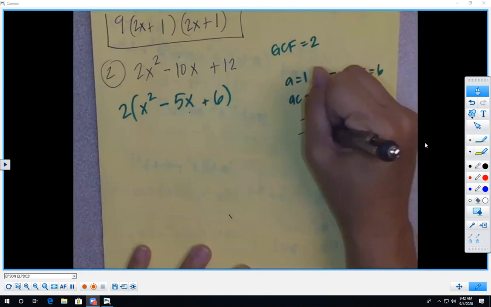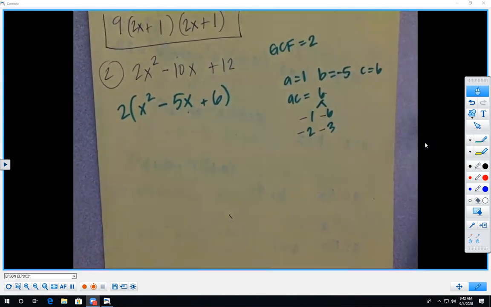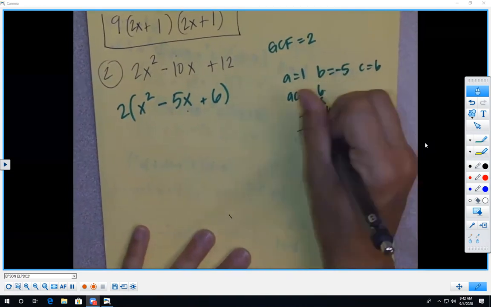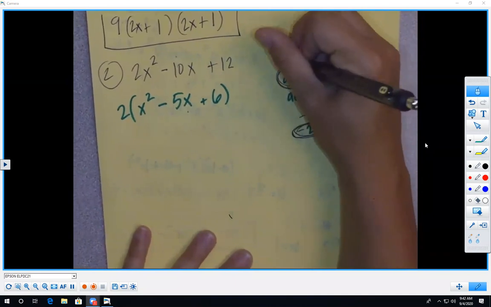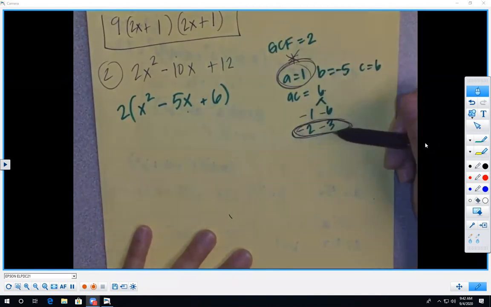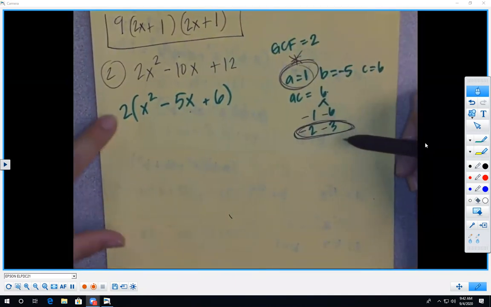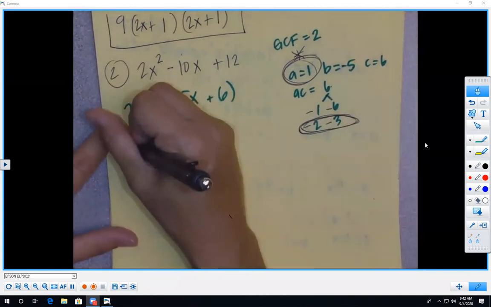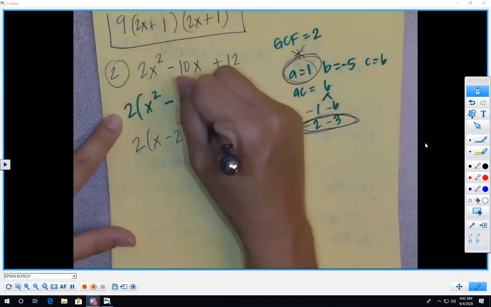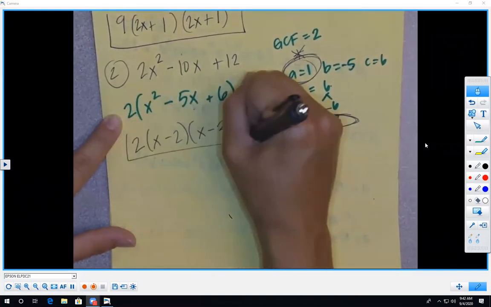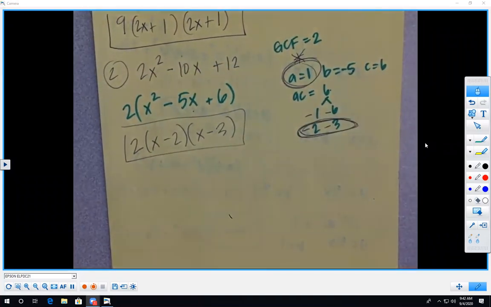So -1, -6, -2, -3. Which one's going to give me -5? 2 and 3, right? Is this a shortcut problem? Yeah, so that's my answer. X minus 2, X minus 3. Don't forget to put the 2 out in front of it. 2 times X minus 2, X minus 3. Questions about that?